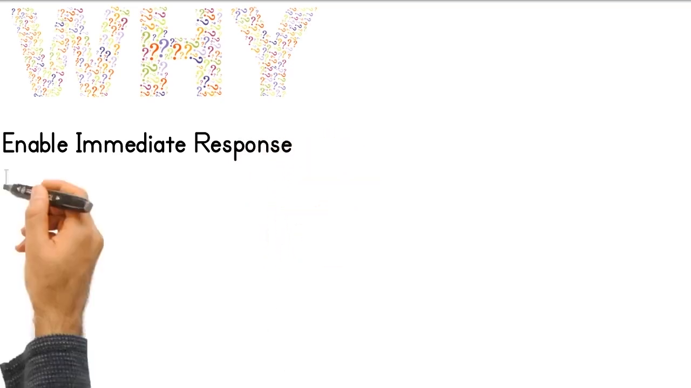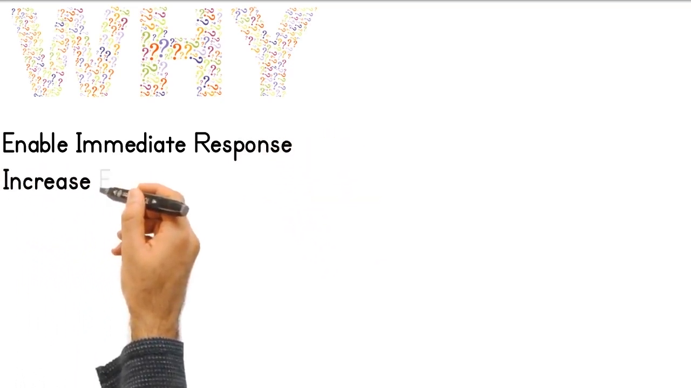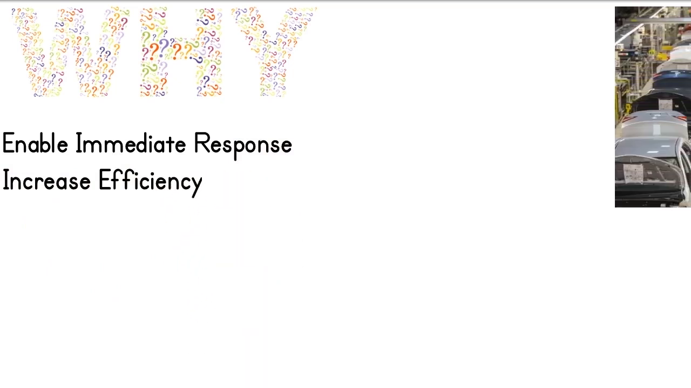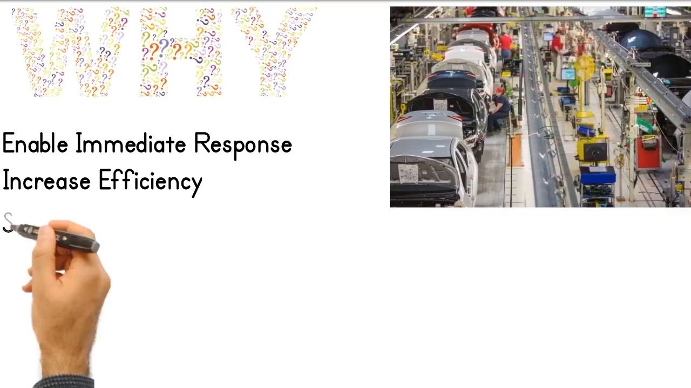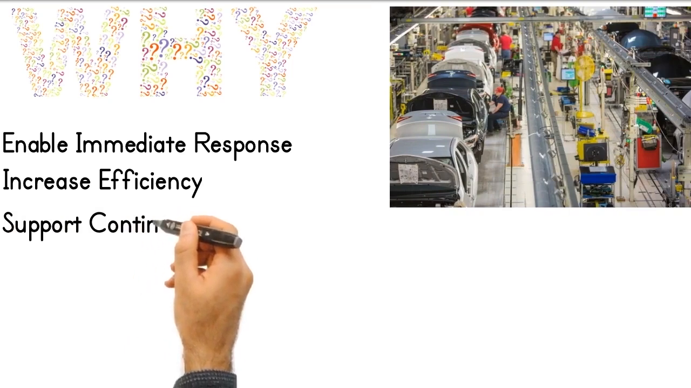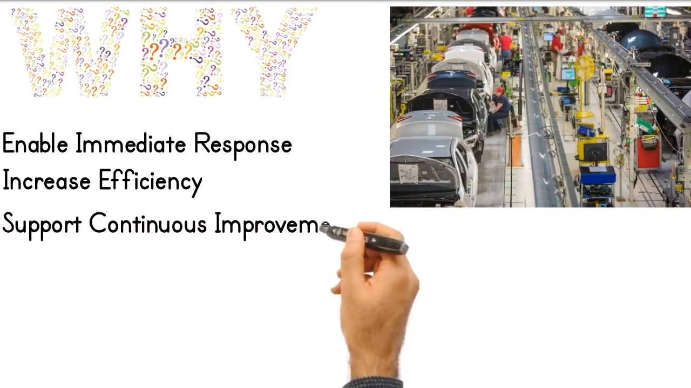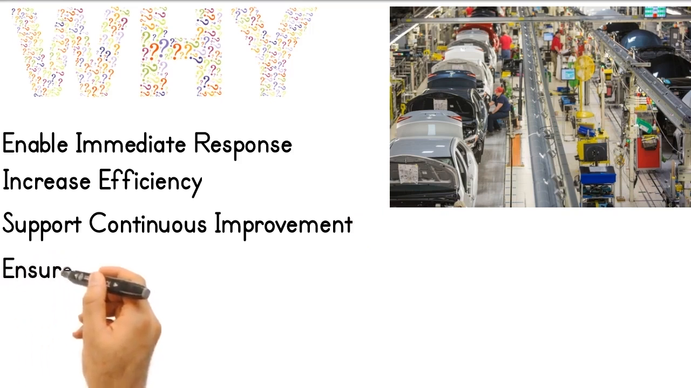Why is ANDON important? The primary benefits of ANDON are these. Immediate problem resolution: ANDON allows issues to be identified and addressed immediately, preventing problems from escalating or affecting production quality. Efficiency: by providing real-time feedback, ANDON helps streamline production processes, reduce downtime, and ensure high operational efficiency. Continuous improvement: ANDON helps identify recurring issues or bottlenecks that can be addressed systematically, promoting ongoing improvement in processes and products.